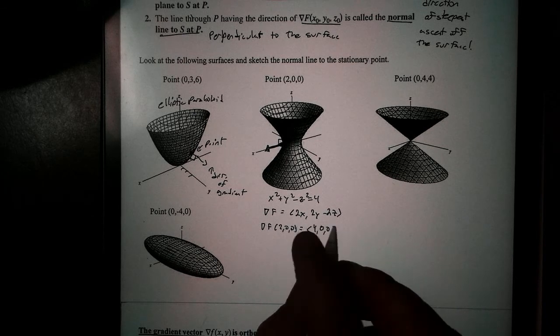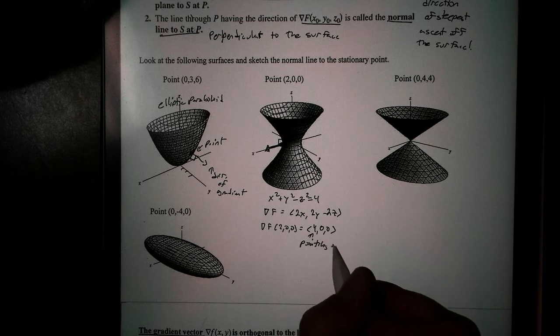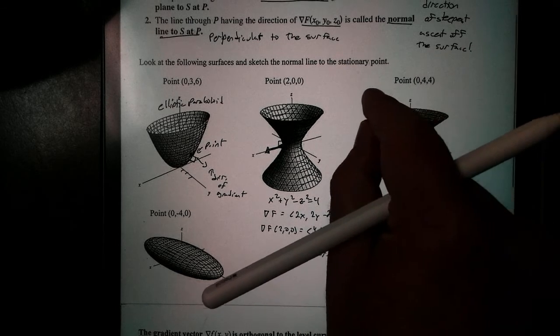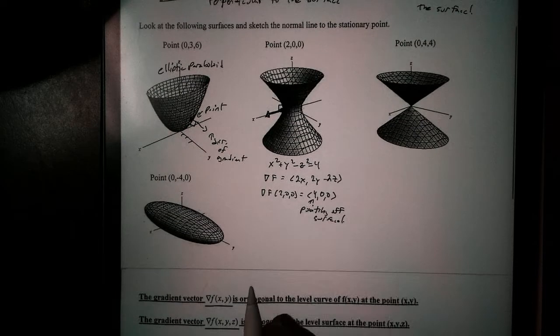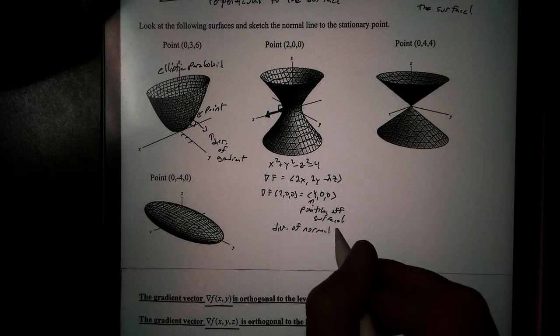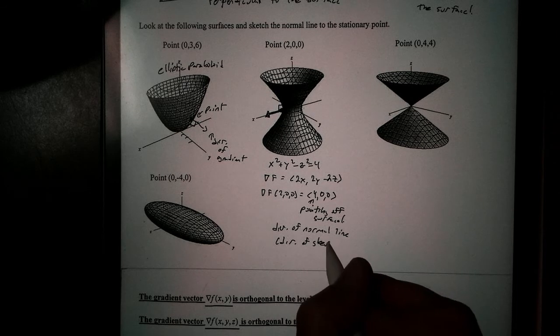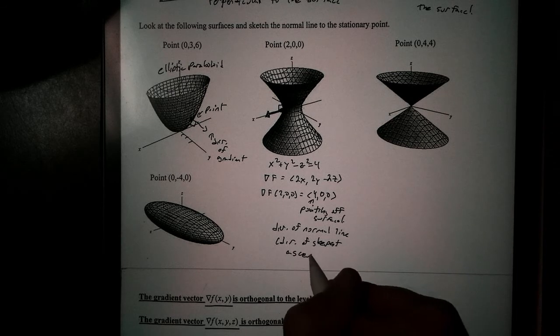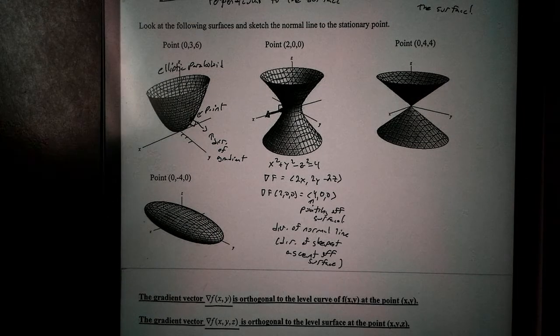Remember, this is saying that now notice, this is pointing off the surface. It's giving us the direction of the steepest ascent off the surface at that point right there. This is the direction of our normal line. In other words, it is the direction of steepest ascent off the surface. That's very important, like rockets. Think about a rocket taking off from Earth. They have to travel straight up.